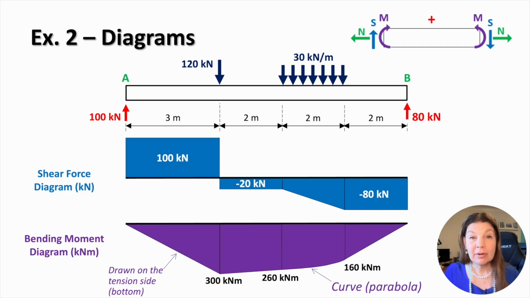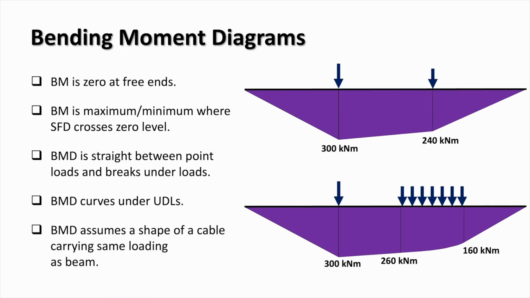Finally, the bending moment diagram is drawn on the tension side of the beam, which for this sagging beam is below the beam axis. Let's finish by summarising some useful rules for interpreting bending moment diagrams. The bending moment is 0 at free ends. The maximum or minimum bending moment occurs when the shear force diagram crosses 0. Between point loads, the bending moment diagram is straight, and under uniformly distributed loads, the bending moment diagram becomes curved.